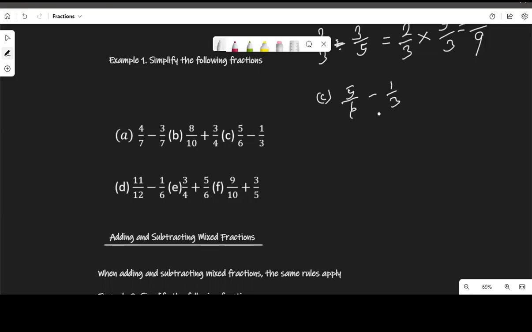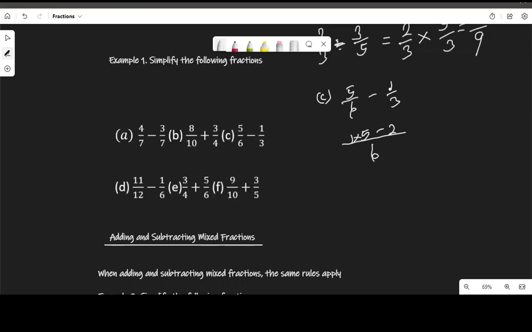That will be, again here, the denominators are not the same, so we need to make sure that they are the same by looking for LCM of 6 and 3. That is the lowest number that divides both 6 and 3. And that lowest number is 6 itself. 6 divided by 6 is 1. Multiply that 1 by the numerator, which is 5 in this case. 1 times 5 minus 6 divided by 3 is 2.